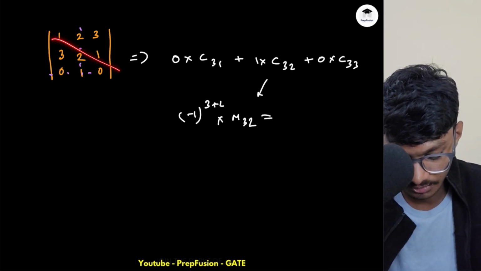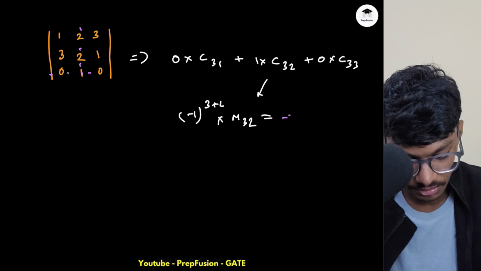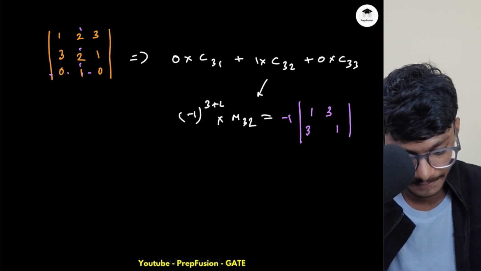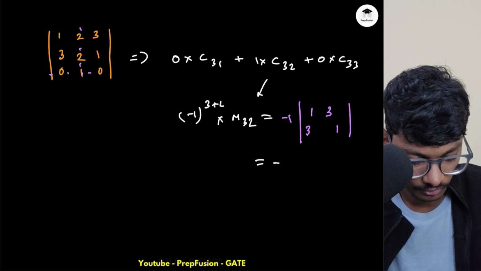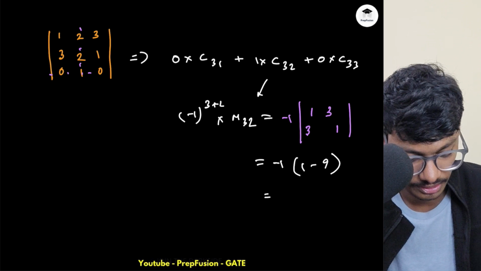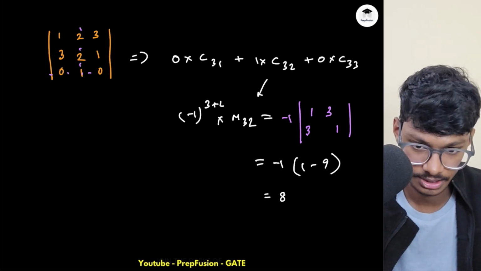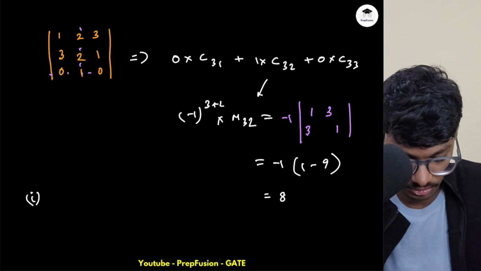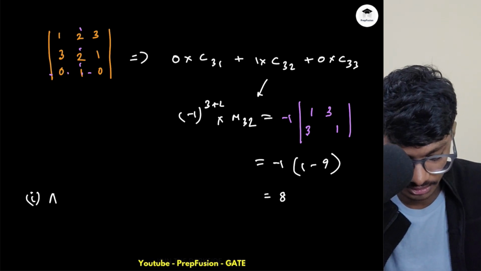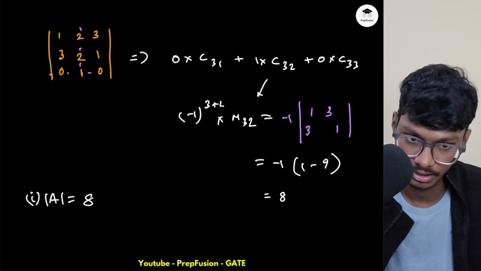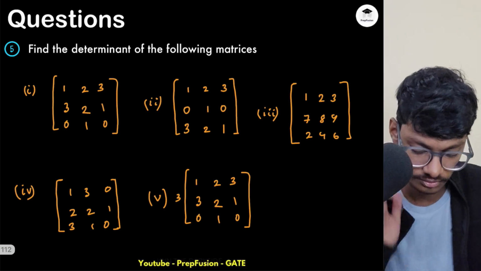So again I will write the simple matrix. M32 is simply minus 1 into this matrix 1 3, I will write this according to the sequence, 3 1. So this will be minus 1 into 1 minus 9, so this is minus 8, which will become plus 8. So my answer for the first one will be determinant of A equals 8 itself.